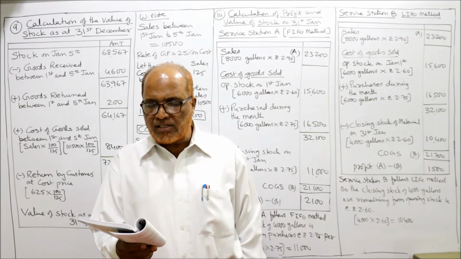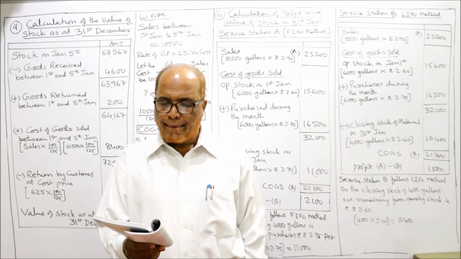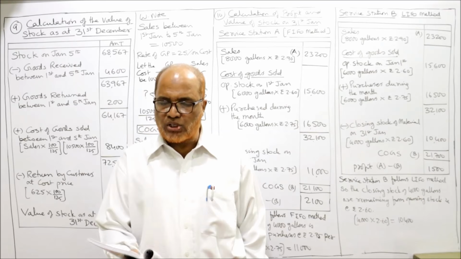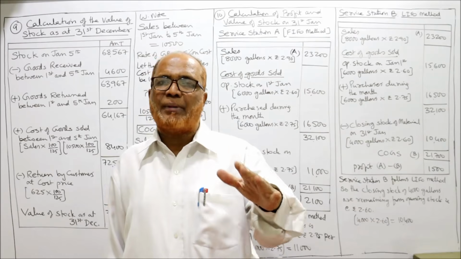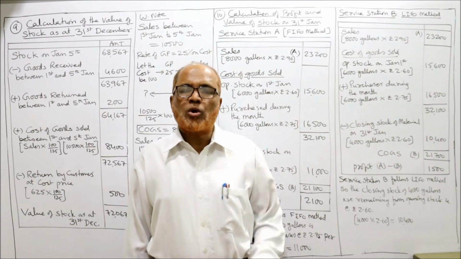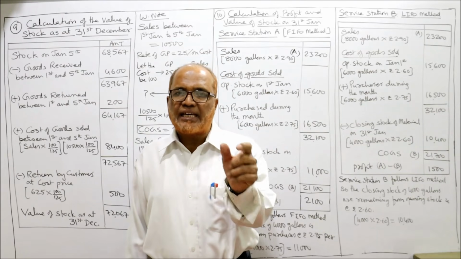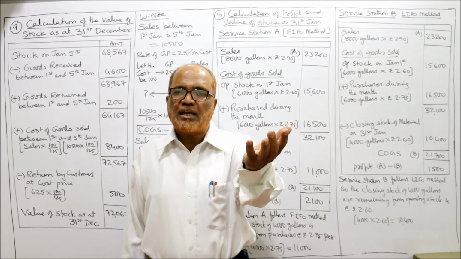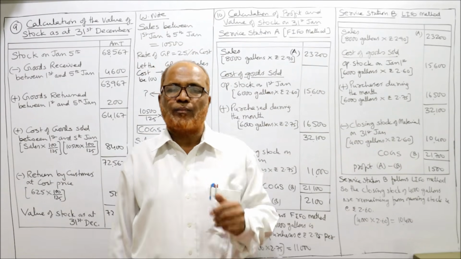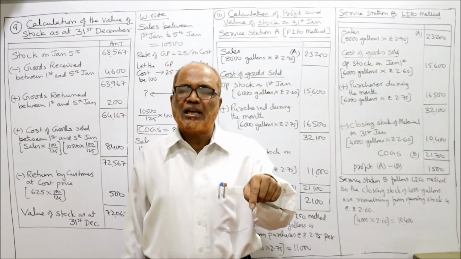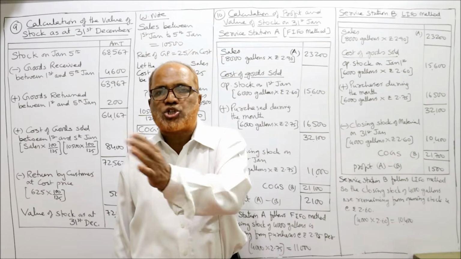In pricing the gallons of petrol sold, service station A follows FIFO method, while service station B follows LIFO method. There are different methods of pricing the material issues. Most commonly adopted methods are FIFO and LIFO. FIFO, first in, first out. The material which is received first must be issued first. That is FIFO. LIFO, last in, first out. The material which is lastly received should be issued first.